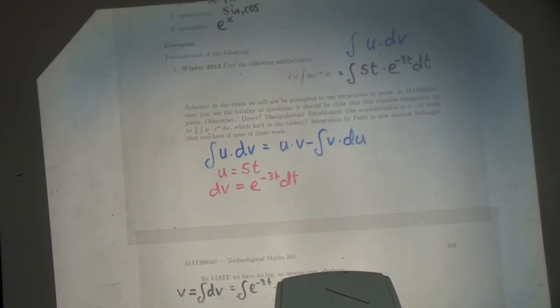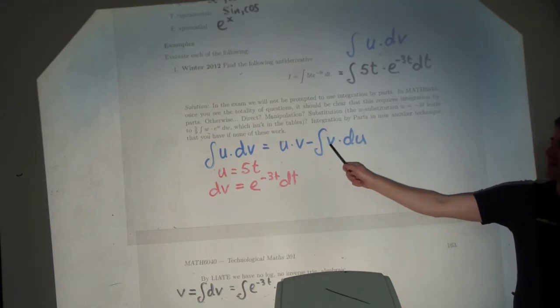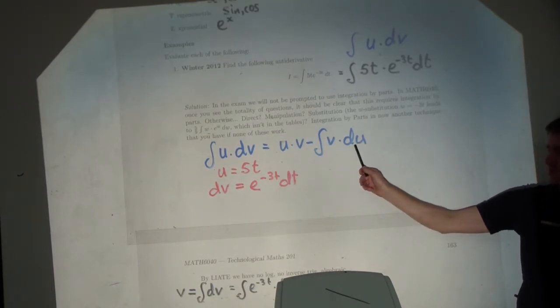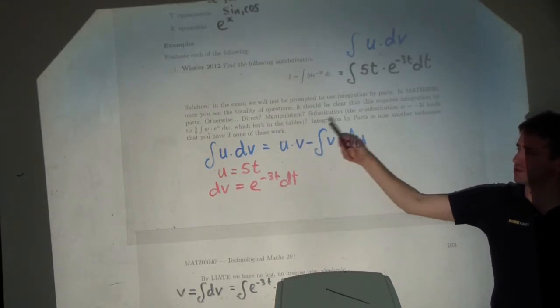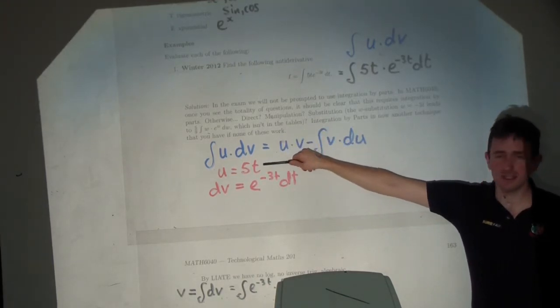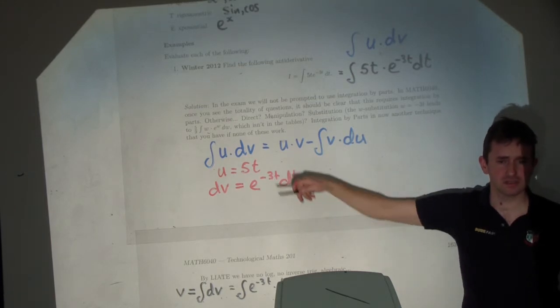If you have the tables, is that in the tables? Yeah, it is. Now I will leave that there for a second. It is in the tables. So we're going to have v after the break. How do we get to du? You differentiate u. So you pick the u and the dv. You differentiate this, antidifferentiate this.